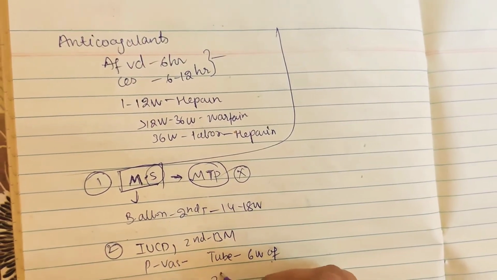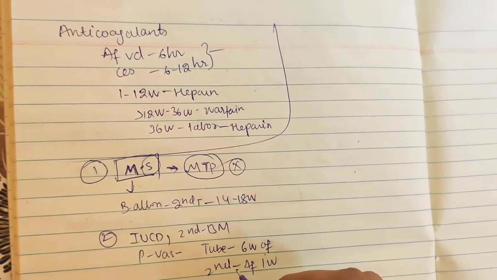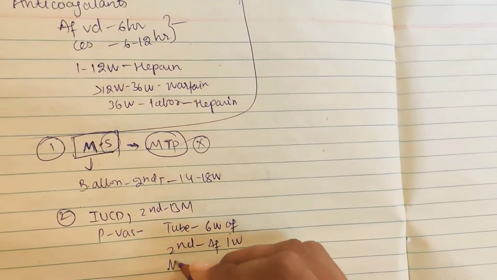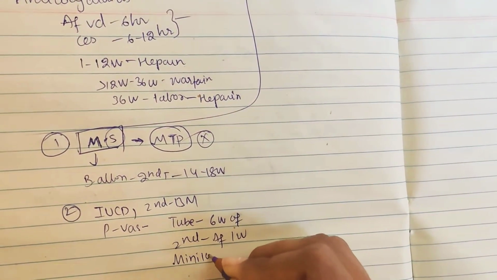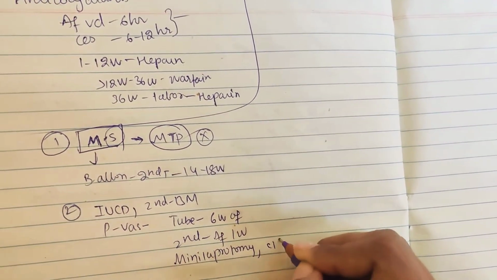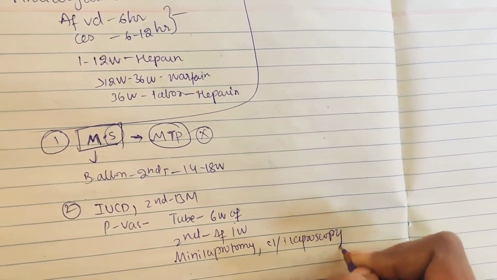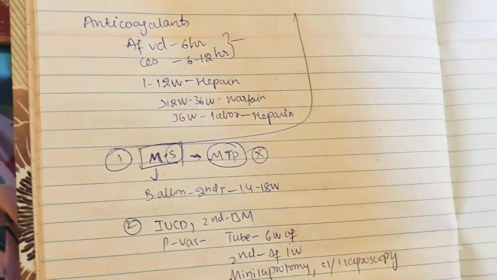Okay, and the second best is after 1 week of delivery, and the method is mini laparotomy. Contraindication is laparoscopy. Don't do laparoscopy, do only mini laparotomy. Okay, so now let's come to another patient.